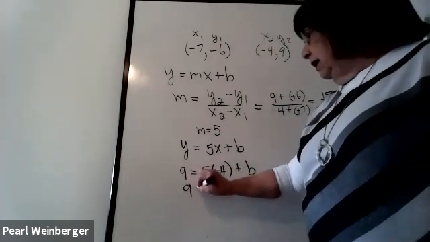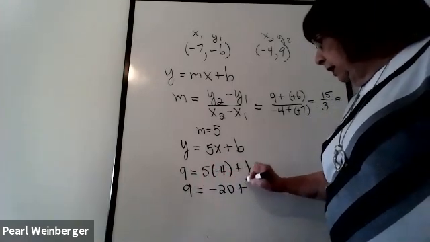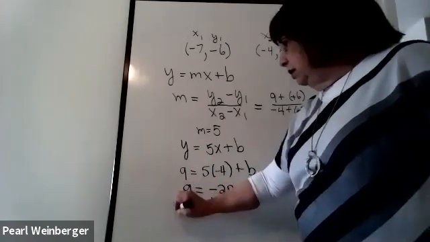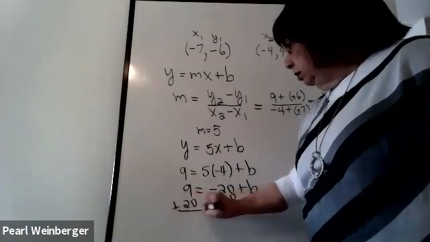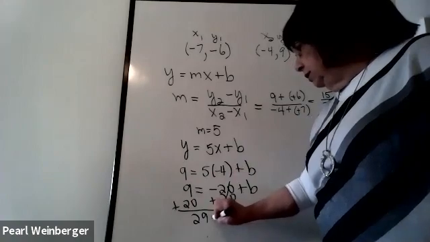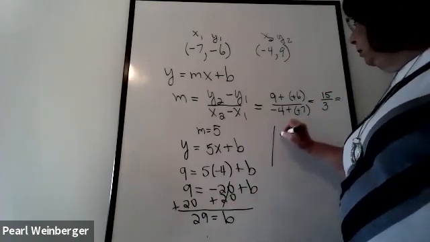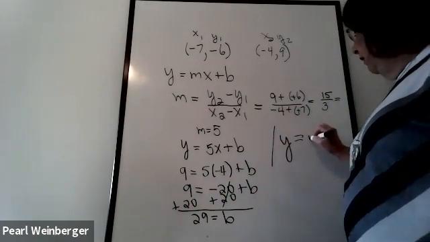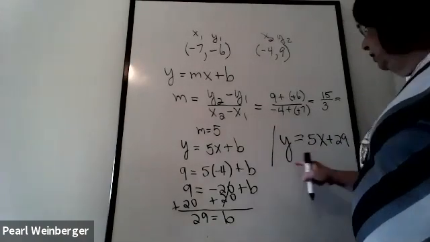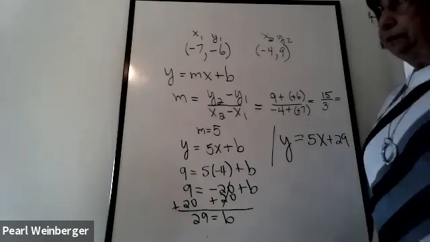So this will be 9 equals 5 times -4 is -20 plus b. Bring the 20 to the other side. That gives us 29 equals b. And therefore, my equation then becomes y equals 5x plus 29. This is the line in what we call the slope-intercept form.